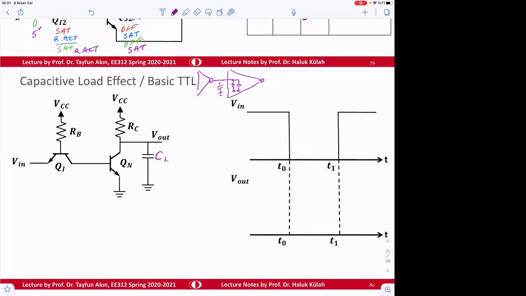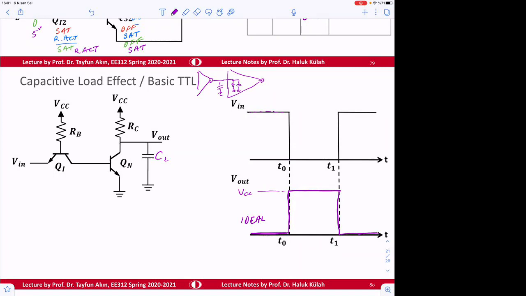So ideally, for the ideal case, when the input switches from high to low, we want the output to be low and then immediately switch to high, and then immediately switch to low. Okay, so this is what we think the output should be. That's going to be V in, this is going to be V out. So for this case, it's going to be VCC, for example.